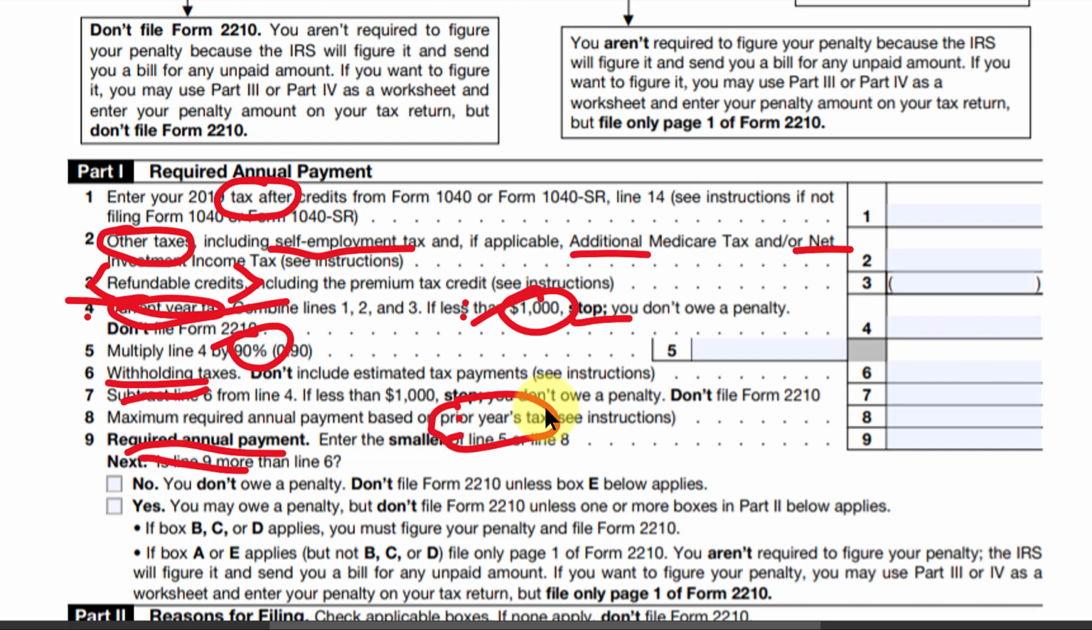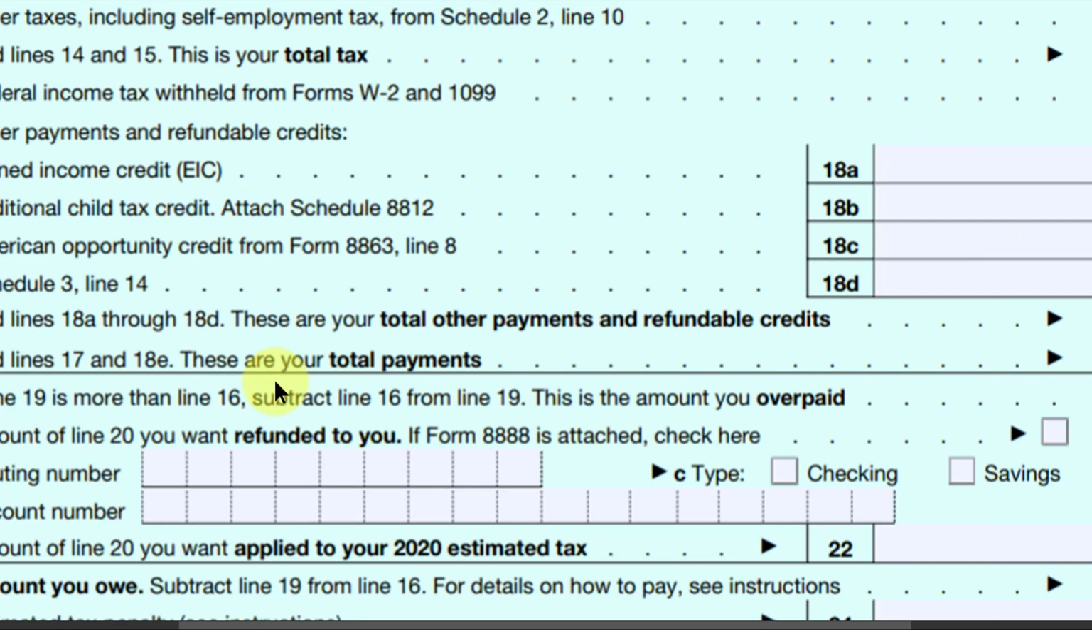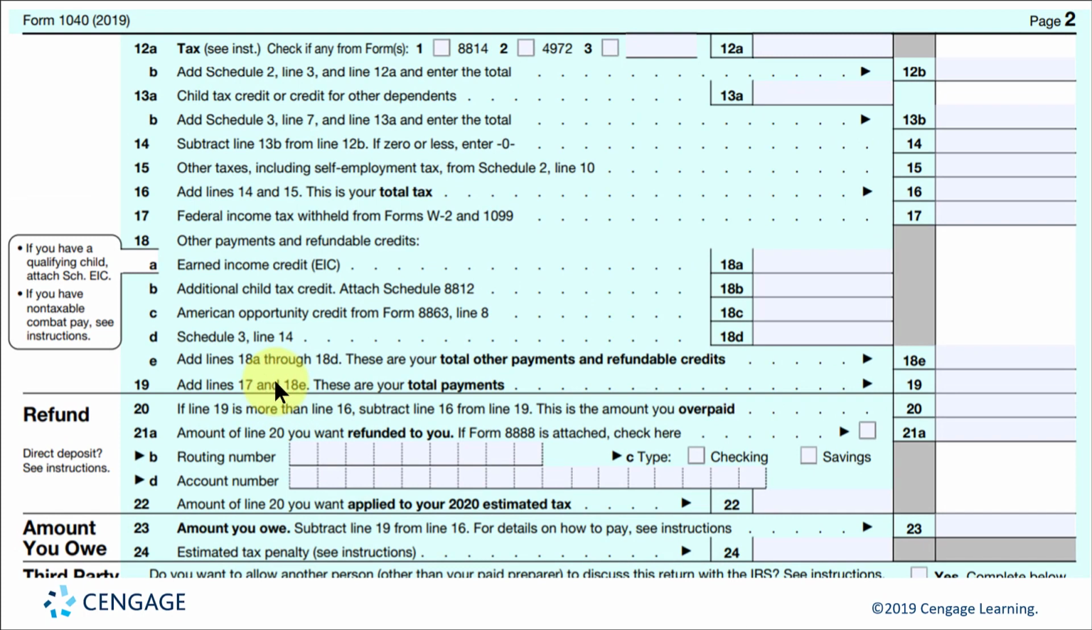Okay, let's take a look at the 1040 form. And here you can see really page 2 of that form. This is the 2019 page 2. And for most people, whenever they have an overpayment, they want to get it back as a refund. So they fill out this direct deposit information here so they can get back their refund real fast.